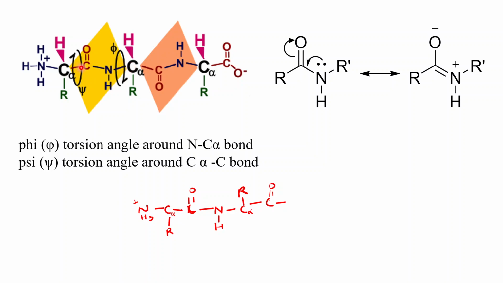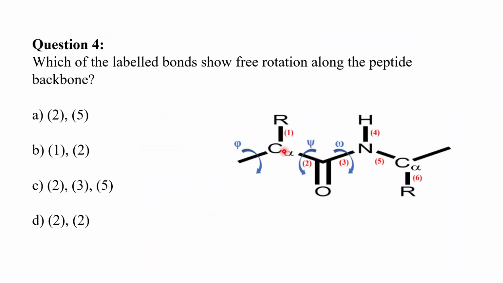Is this clear? So that's how we have two planes, and then there is a rotation angle, and that rotational angle, that torsional angle, is called phi and psi. So phi is the angle between the amino group and the C alpha of the next amino acid, and the psi angle is the angle between the C alpha and the carboxylic group of the amino acid. So if you see in the question here, we have C alpha and the carboxylic group. So this is the psi angle. Then we have the amino group and the C alpha. This is the phi angle.